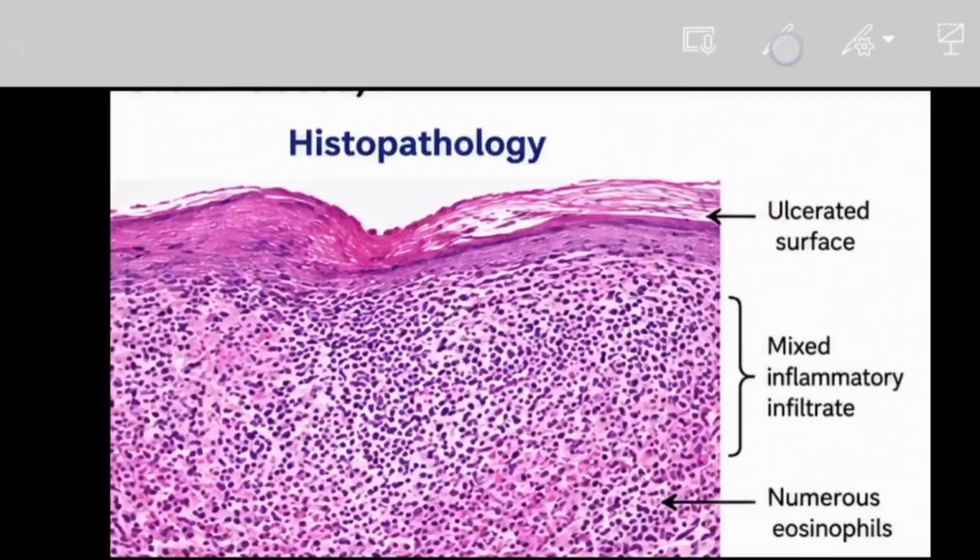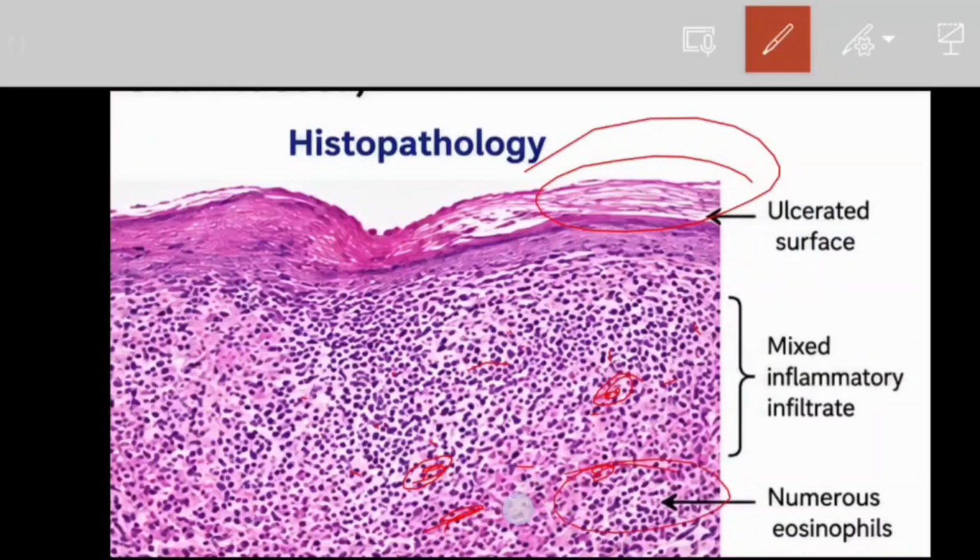Okay. So this is a diagram of the histopathology. This is an ulcerative surface, and beneath this ulcerative surface there is more inflammatory infiltrate. It includes lymphocytes, macrophages, mast cells, and eosinophils. More eosinophils you will see. There are numerous eosinophils. Okay.